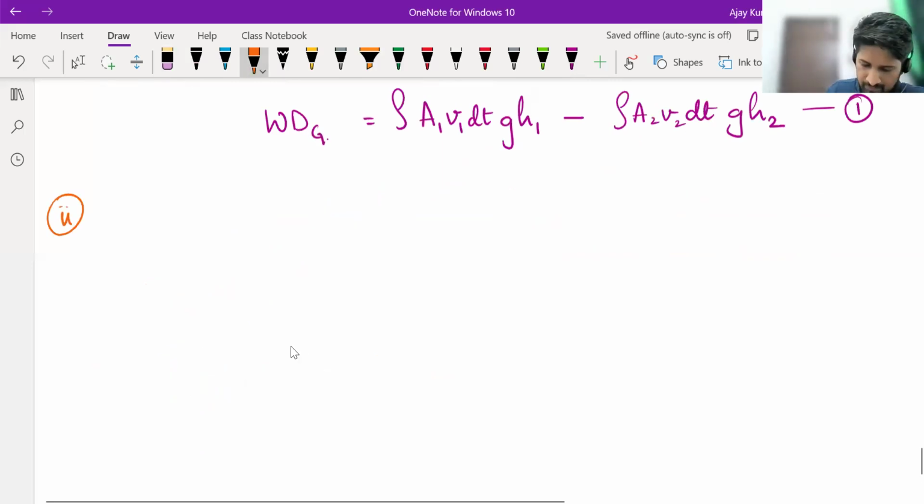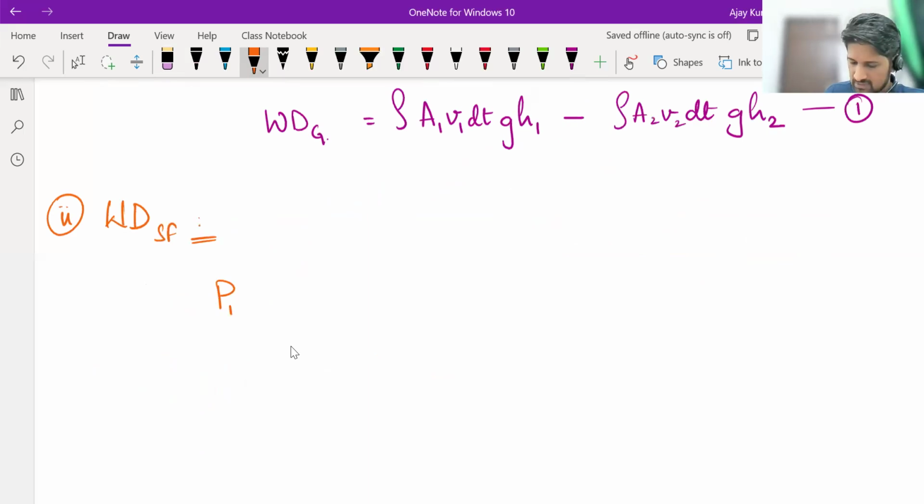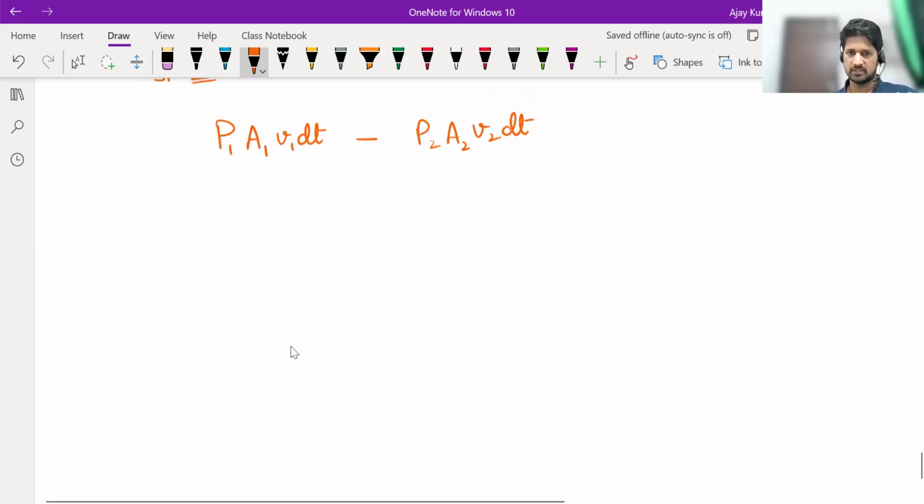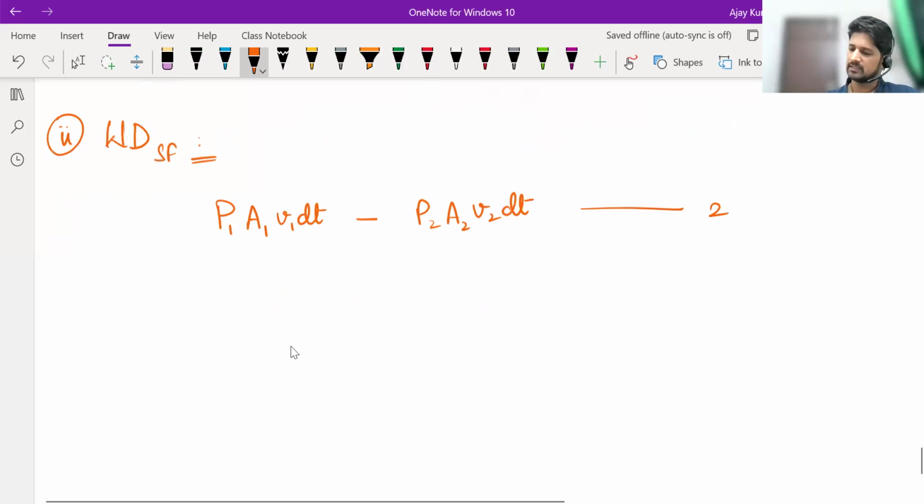Second, work done by surrounding fluid. Force from one side is P1A1 and the displacement of that cross section is V1 dt. Therefore, the work done becomes P1A1 V1 dt. Force from the other side is P2A2 and the displacement of cross section there is V2 dt. And why did we put a minus sign? Because these forces are in opposite directions, but displacements are in the same direction. One does positive work, the other does negative work. So total work done is this much. This is the second equation.